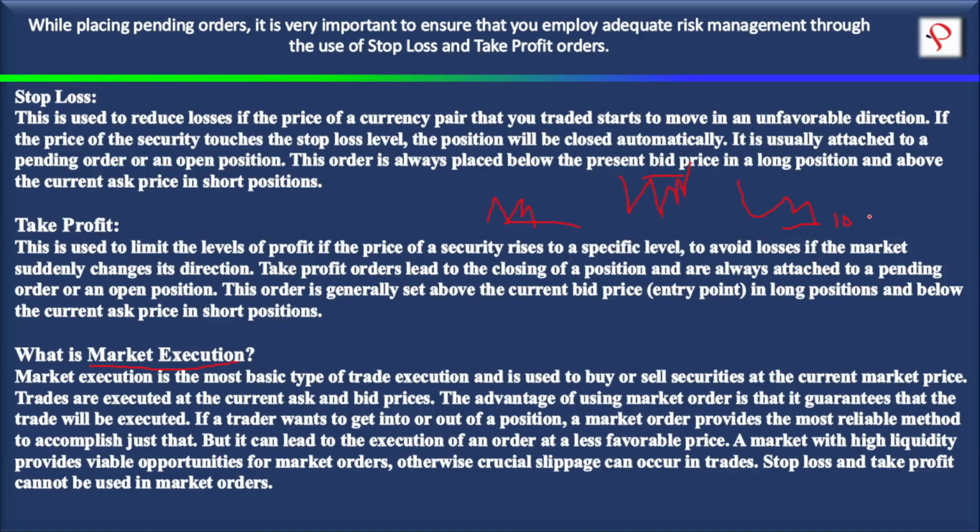So market execution is the most basic type of trade execution, and it is used to buy or sell securities. Now when you hear the word securities, we're talking about either forex, cryptos, whatever, any tradable asset is a security, at the current market price. Trades are executed at the current ask and bid price. The advantage of using a market order is that it guarantees that the trade will be executed instantly or immediately.